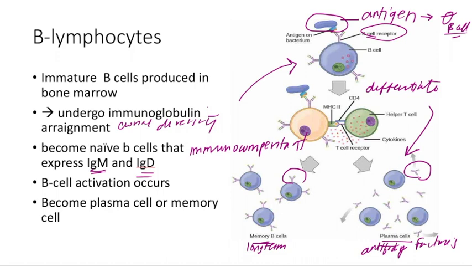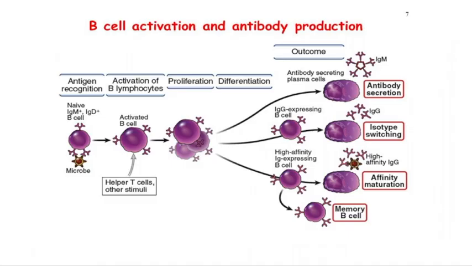So the B cells differentiate into long-lived memory cells. They remain inactive until subsequent exposure. Upon re-exposure, the memory cells do not require any further differentiation and then will differentiate rapidly into new plasma cells. So really cool. So here is what it looks like with B cell activation and antibody production.